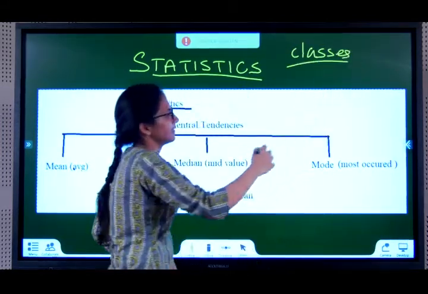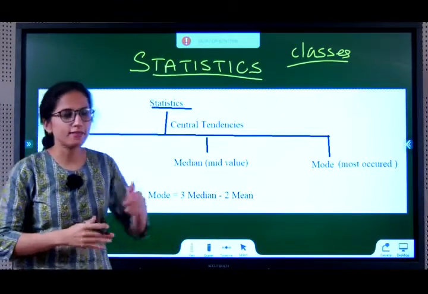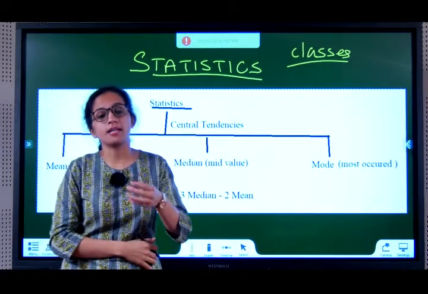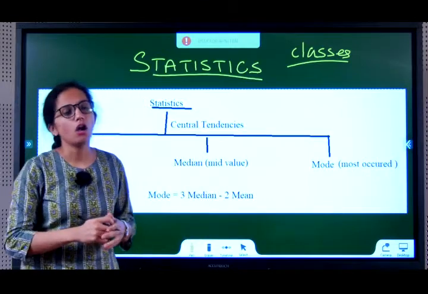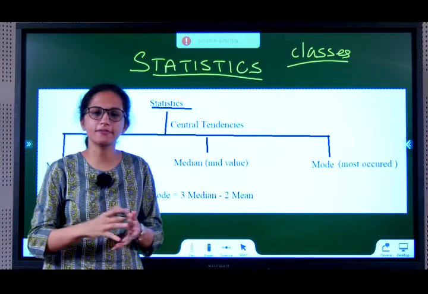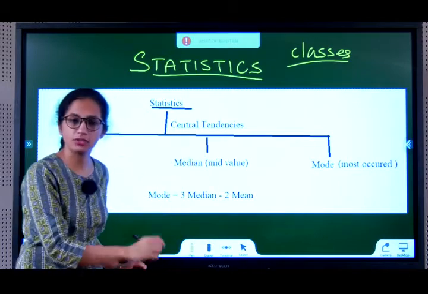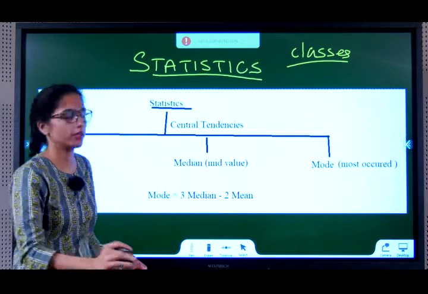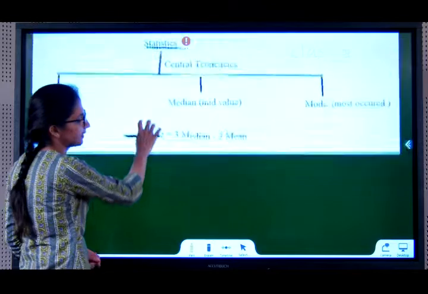Why do we need classes? For example, if I am measuring the height of each student in your class, everyone's height will be different: 160.2, 180.16, 192 centimeters, 155, etc. If there are, let's say, 80 different heights, I can't write 80 different values separately. I mean, I can, but it's very tedious, tiring and long. So instead, we take classes like this.